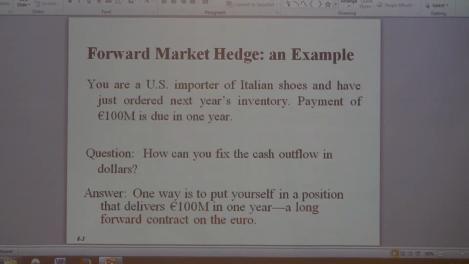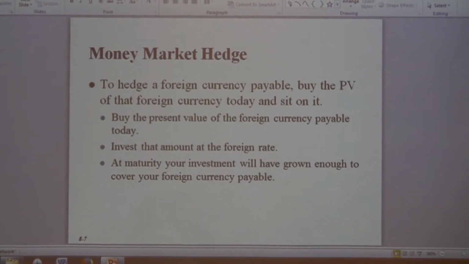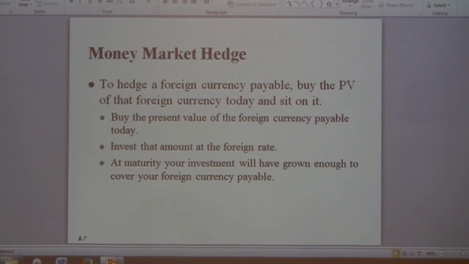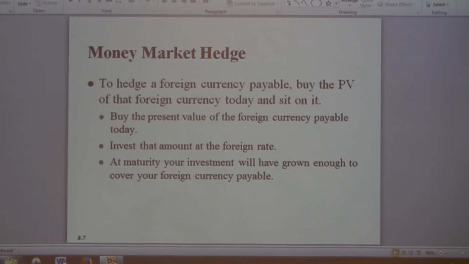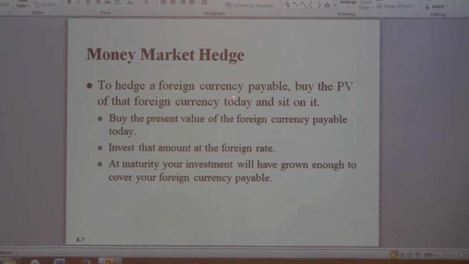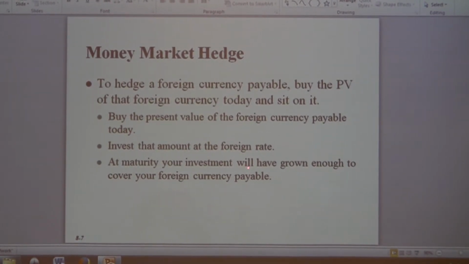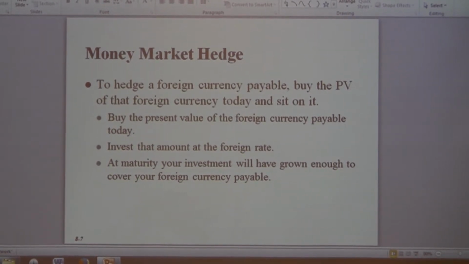So I'd rather talk about the money market hedge first, and that is the simplest one, and then talk about the forward hedge, and finally the options hedge. So what is a money market hedge? To hedge a foreign currency payable, buy the present value of the foreign currency today and sit on it and invest that amount at the risk-free rate. At maturity, your investment will have grown enough to cover your foreign currency payable.